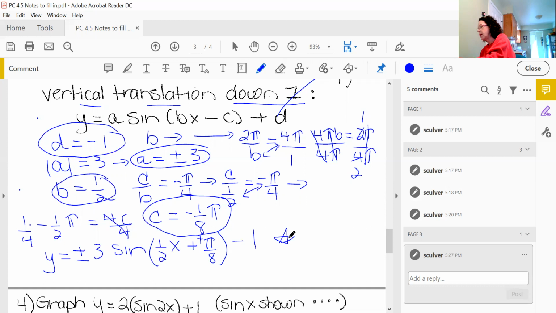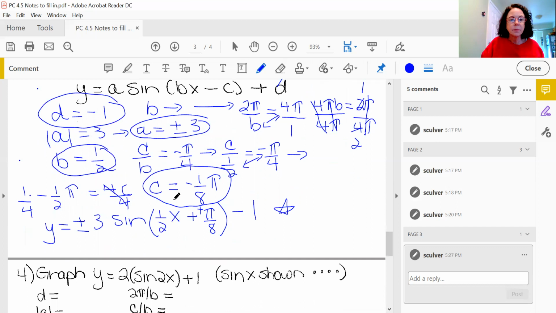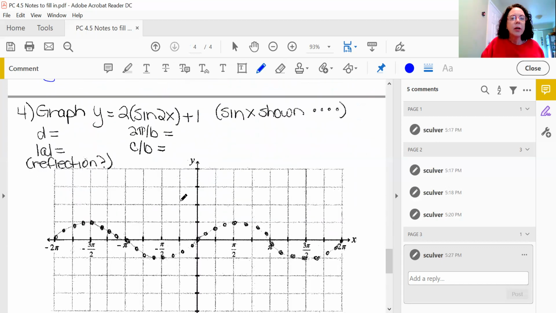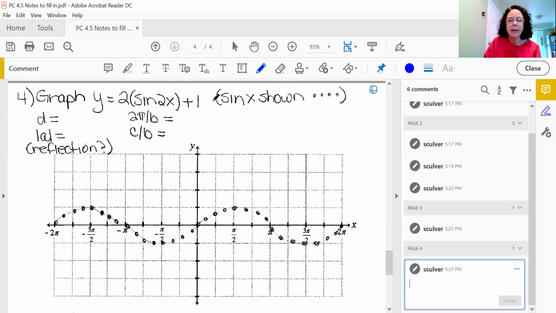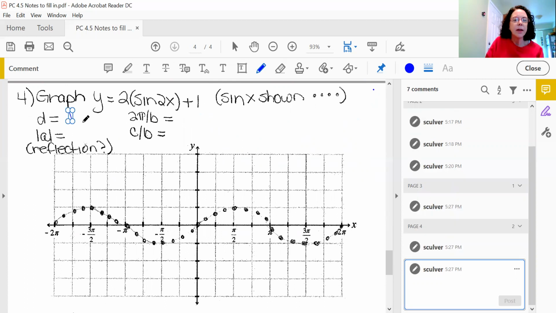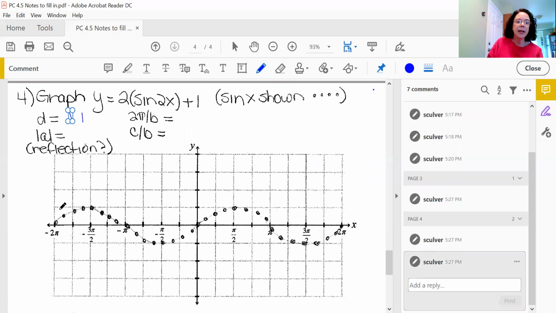Let's move on to graphing. We are going to graph y equals 2 sine of 2x plus 1. Let's take a look here. First of all, our D is plus 1. That means that my midline has been moved up to the y equals 1 line, and I am making a dashed line right now across the graph.